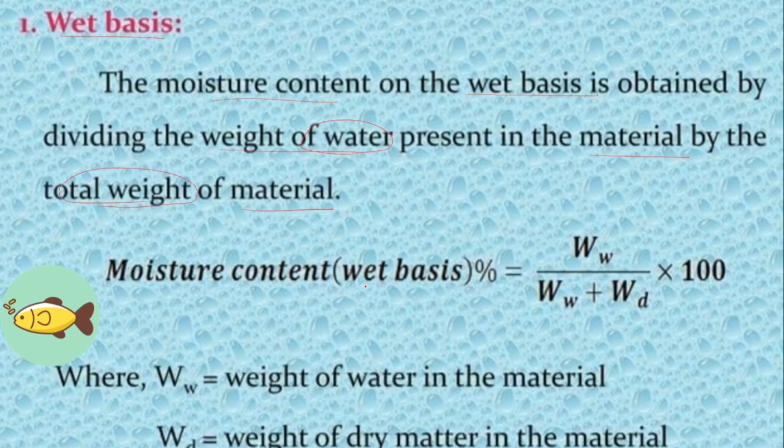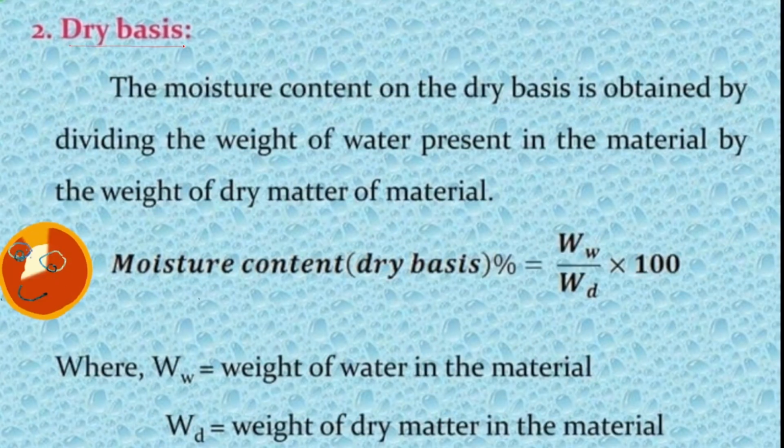Moisture content by the wet basis method is equal to the weight of the water present in the material by the total weight, that is, water plus the dry matter present in it, into 100, where WW is equal to the weight of the water in the material and WD is the weight of the dry matter in the material. Next is the dry basis.